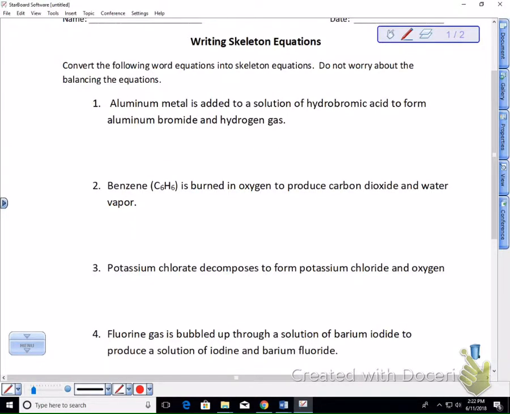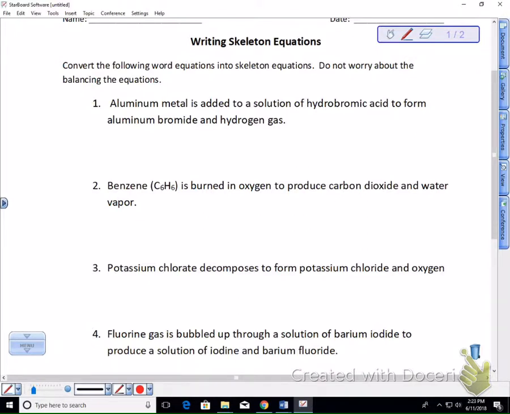All right, now let's start putting those symbols into skeleton equations. Again, a skeleton equation is just putting everything into symbol forms. It's not balanced, so don't worry about that. We're converting all of our element names into symbols, compound names into symbols. So to do this, you have to recall your ionic naming system, your covalent naming system, and maybe even your acid naming. Let's look at example number 1.